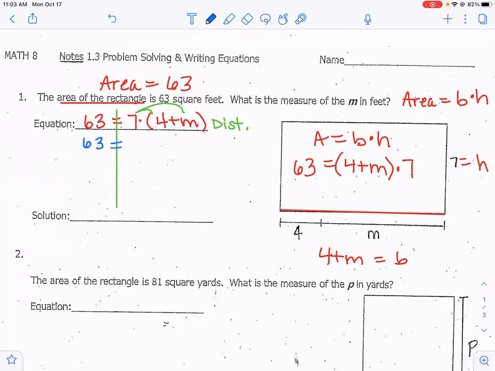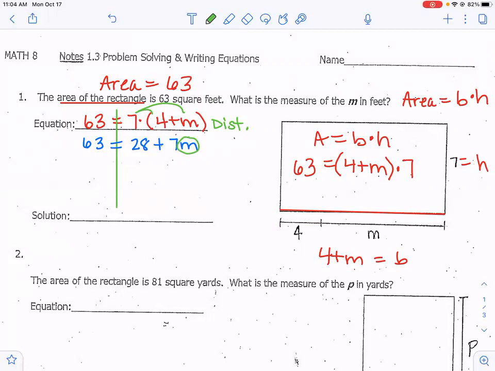All right, so then we have 63 equals, what is 7 times 4? 28 plus 7 times m. 7m. Okay. Do I have any like terms that I can combine on the separate sides of our fence? No, thank you, Ariana. We don't. Okay. So we need to focus on our inverse operations to get m by itself.